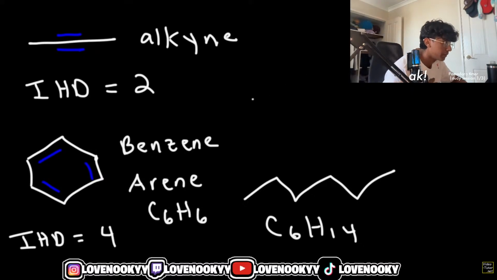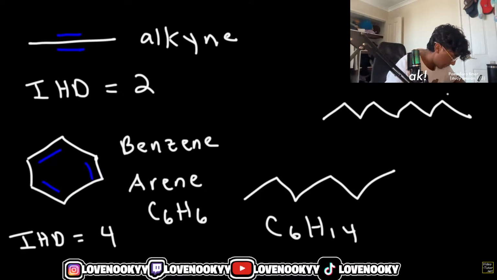Now, when benzene is on a very long carbon chain, it's going to become a substituent. As a substituent, it's called a phenyl group.